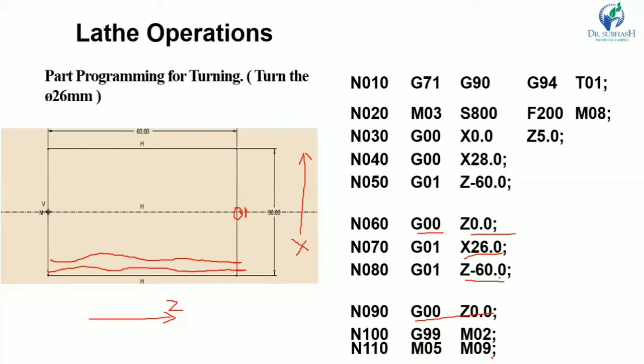Then G99, M02 program stop, M05 spindle stop, and M09 coolant off. So by this way we can create a part program for the lathe operation.